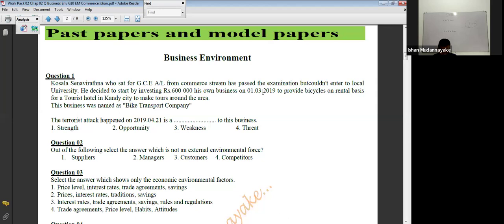Okay, right now. As a business, to provide bicycles on a rental basis for tourist hotels in Kandy City to make tours around the area. The business was named Bike Transport Company. The terrorist attack happened on 21st April 2019. What's the answer for this question?